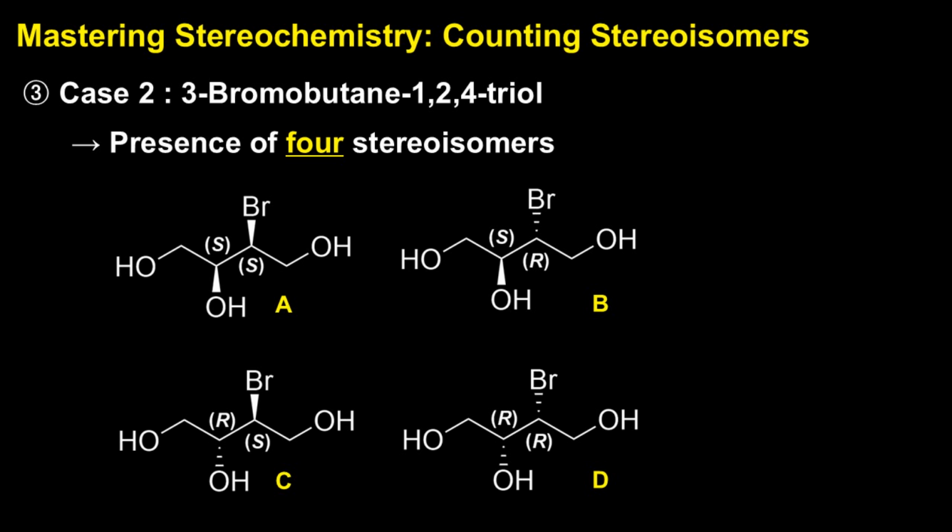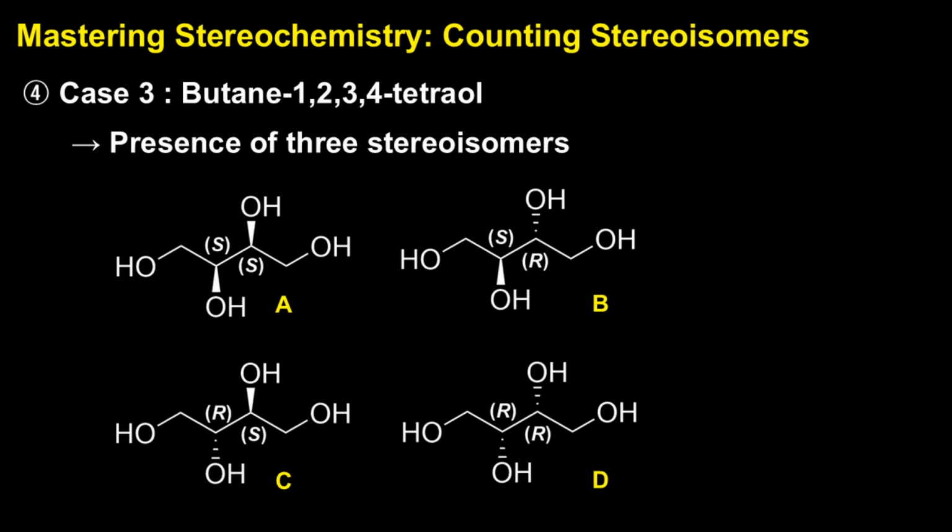Now let's take a look at 3-bromobutane-1,2,4-triol, which has 2 chiral centers. If we apply the rule, 2 to the 2 gives us 4 stereoisomers. And when we actually draw out the possible configurations, we see that there are indeed 4 distinct structures. Since this molecule doesn't have any internal symmetry, all 4 stereoisomers are unique, just like the formula predicts. But, as we'll see in the next example, symmetry can sometimes reduce the number of possible stereoisomers, making things a bit more complicated.